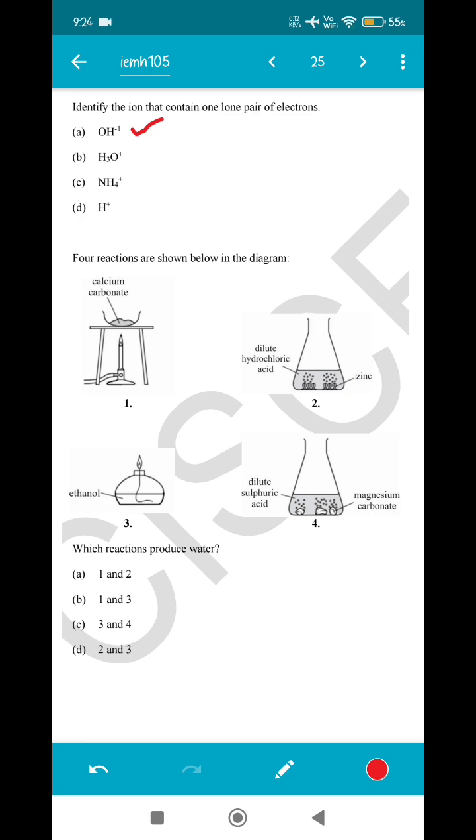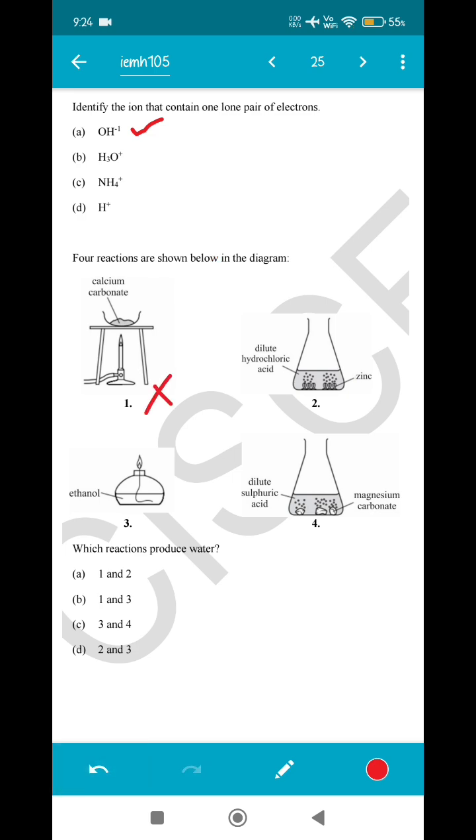Next, four reactions are shown below. Which reactions will produce water? So it's a very simple one. First of all, we are heating calcium carbonate. So this is a decomposition reaction, and in no way are we going to get water in a decomposition reaction. So the first option is not correct.